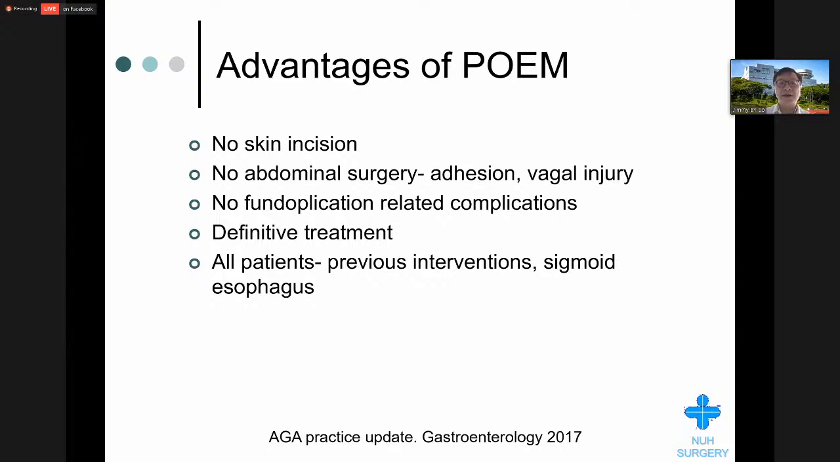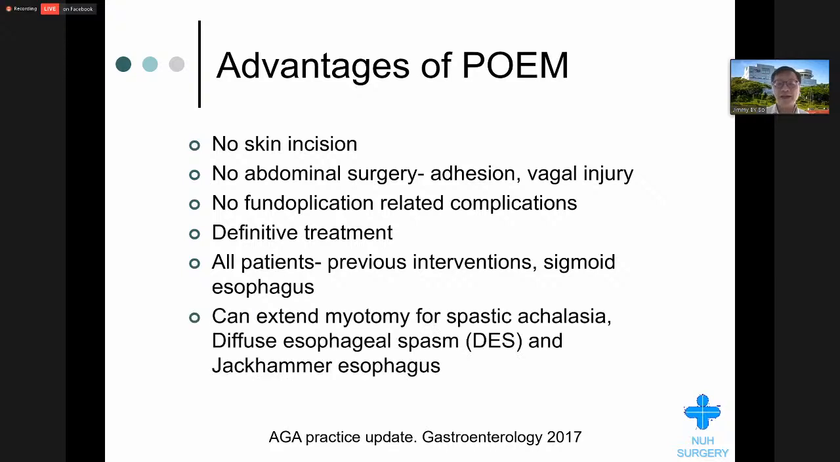And you can apply it to a patient even with a previous intervention because you are entering a different surgical plane. And also for sigmoid esophagus. And more importantly, this procedure can also extend the myotomy proximally, as long as you want, to the proximal esophagus. It's a great treatment for patients with spastic achalasia or proximal esophageal motility disorders such as DES or jackhammer esophagus.